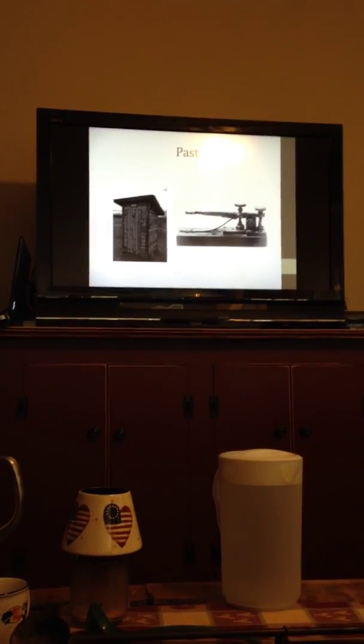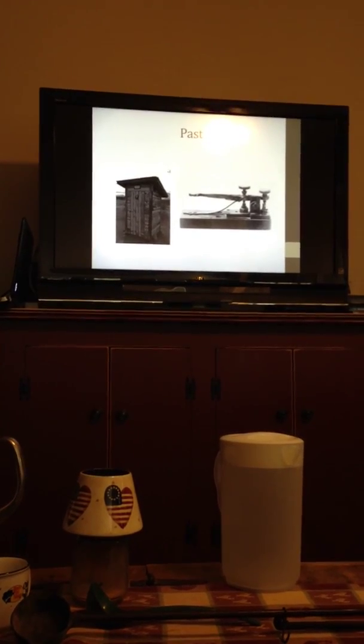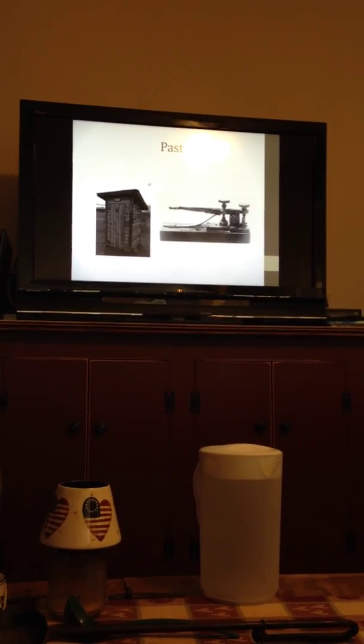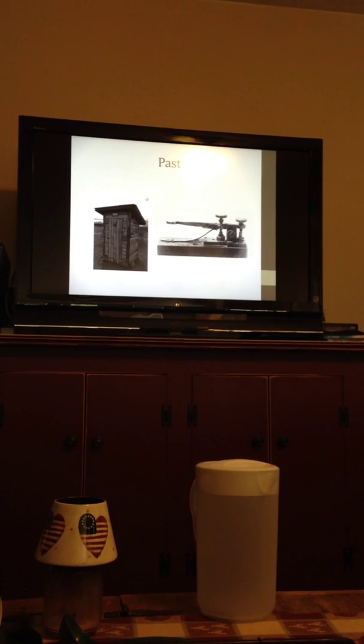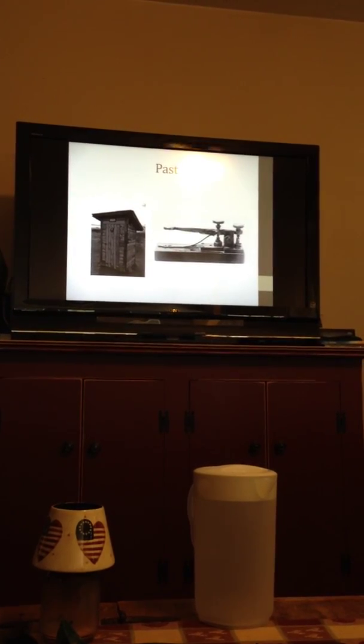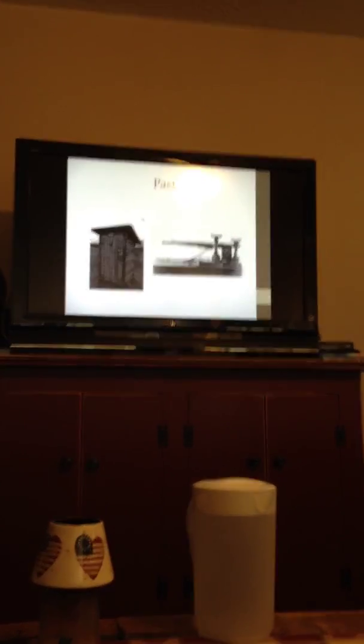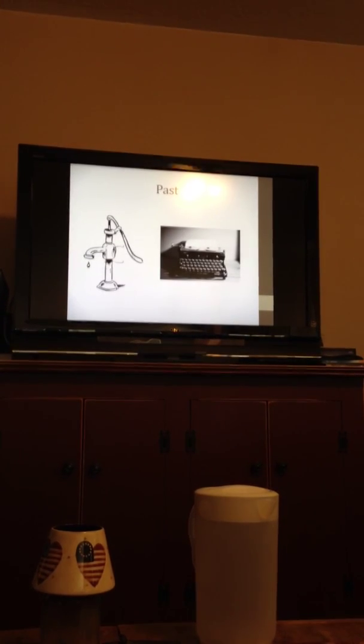Does anyone know what the picture is on the right? This one's a little more difficult. I've seen it in movies, like old movies. Okay. It's from the past. A telegraph. That's a good inference. It's called a telegraph. Good job. Okay, what's the picture on the left?